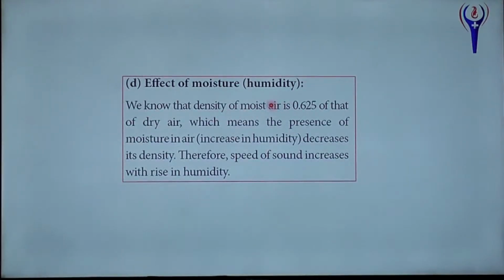Effect of moisture or humidity. We know the density of moisture is 0.625 of that of dry air, which means presence of moisture in air, or increase in humidity, decreases its density. Therefore, speed of sound increases in humid air. During the rainy season, that's why you may observe our voice is very clear. If the voice is not clear during the rainy season, the throat may be infected. If the throat is not infected, then the voice will be clear because of decrease in density. So, due to decrease in density, speed will be increased.